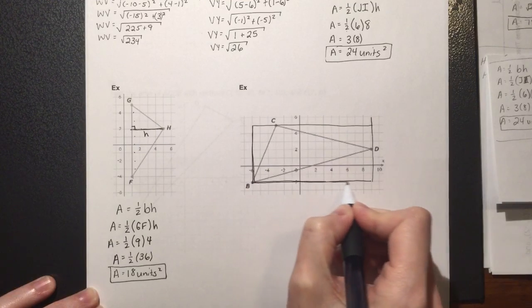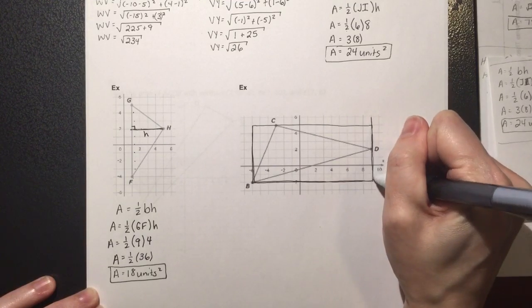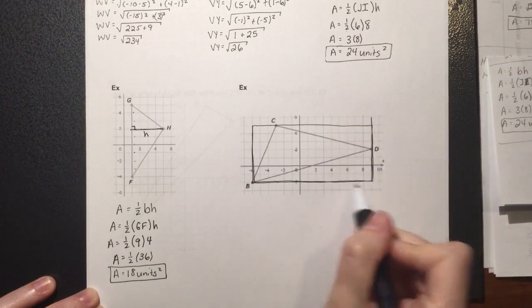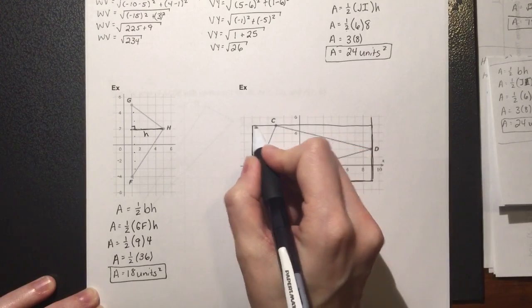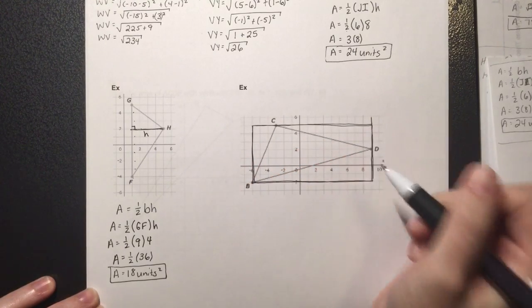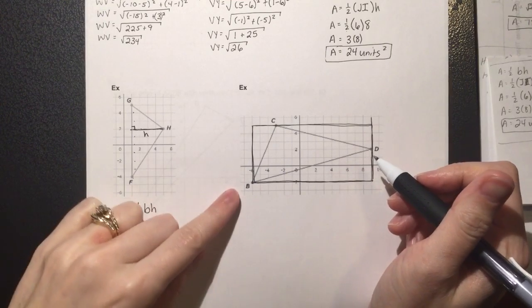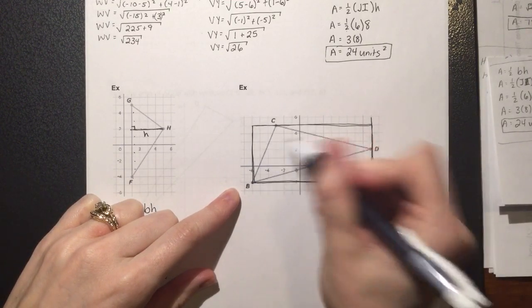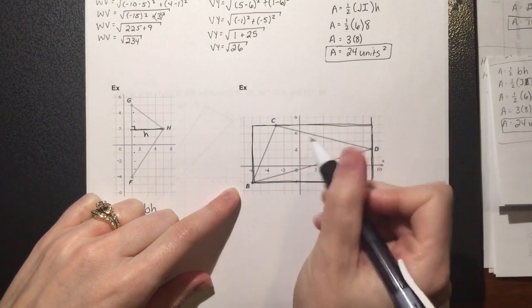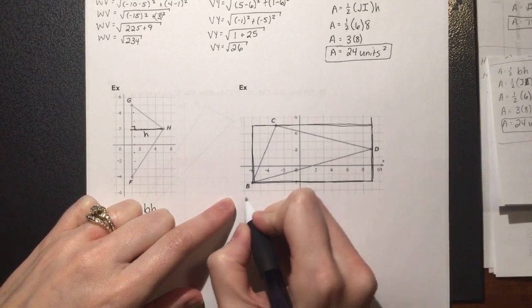So what we'll do is, you see how when we create this box, we've got vertical and horizontal lines that make up littler triangles outside of our big triangle. So what we can do is we can find the area of our big box, subtract off the little triangles, and that'll give us our triangle in the middle.